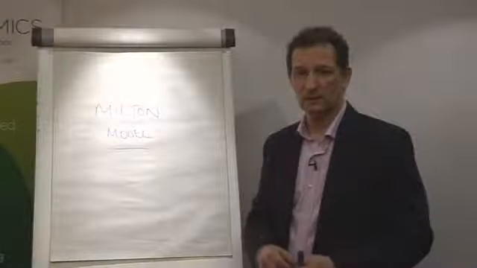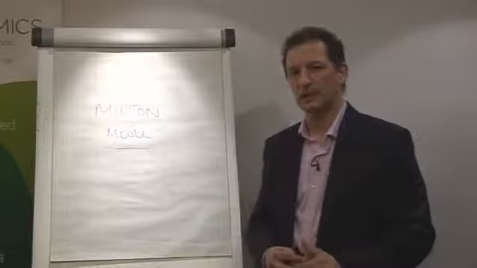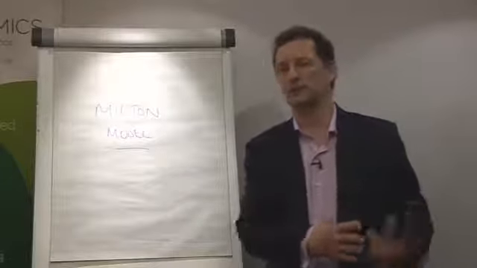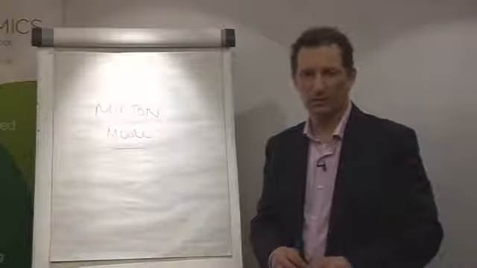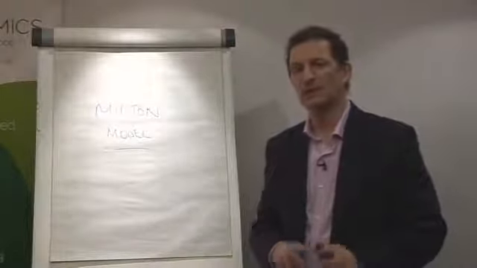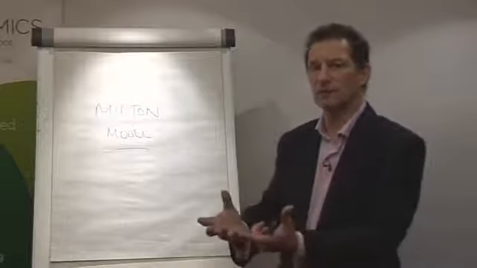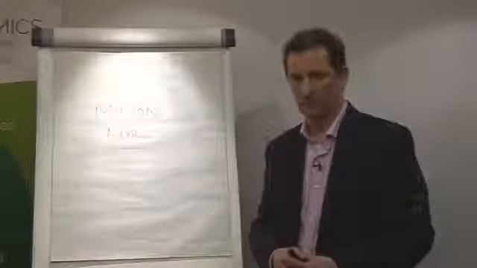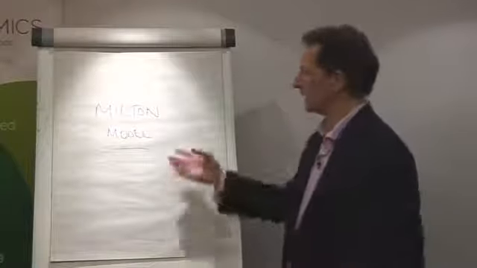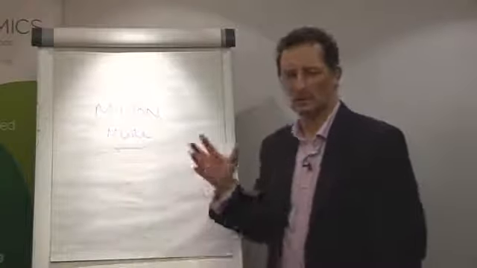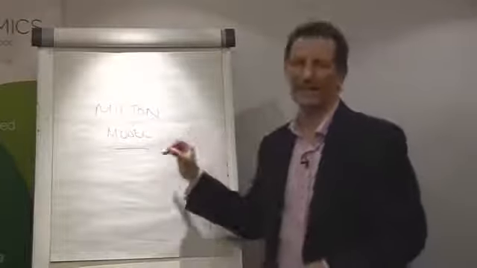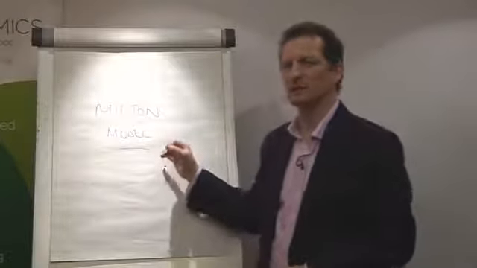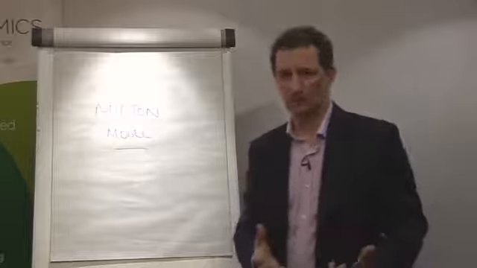The Milton model is the second language model of NLP. After Bandler and Grinder modeled Virginia Satir and came up with the meta model, Bateson, the British anthropologist at the University of California in Santa Cruz, then asked Bandler and Grinder to go and model Milton Erickson. And they spent 9 months modeling Erickson, and they came up with the Milton model, this extra set of language patterns.